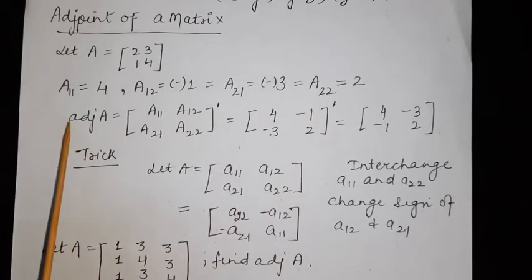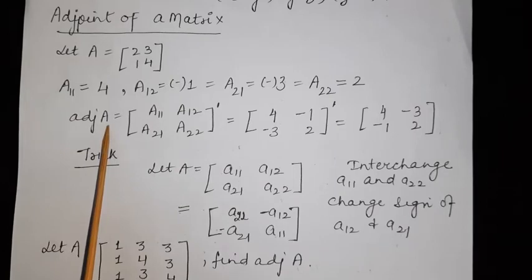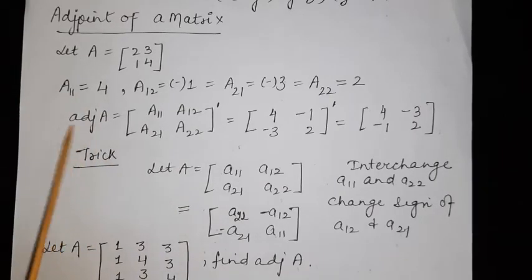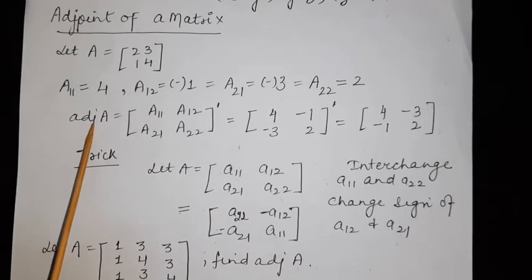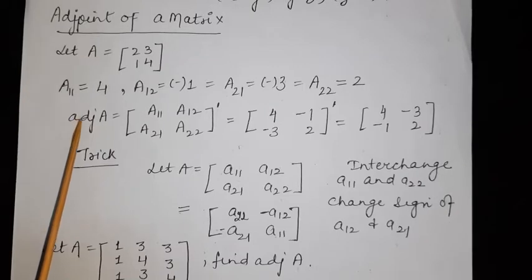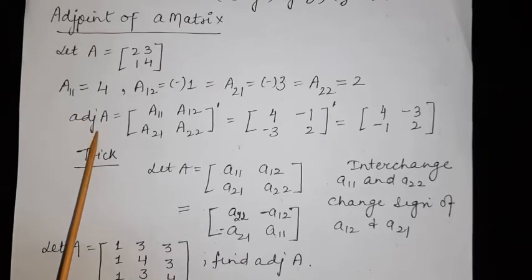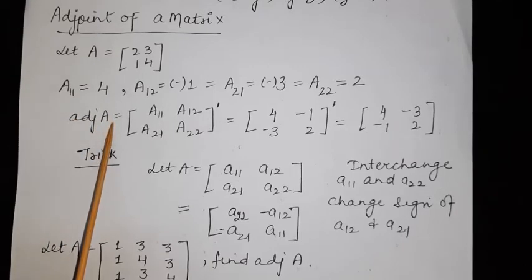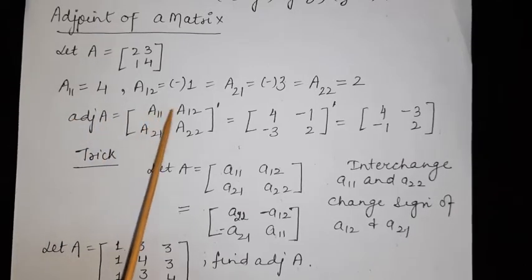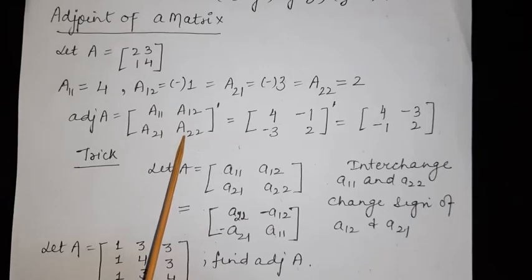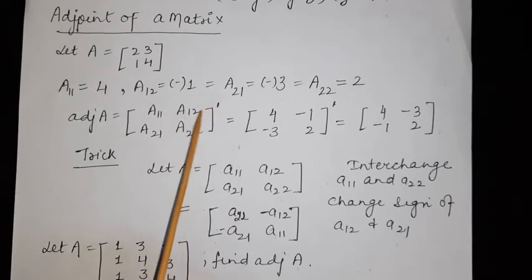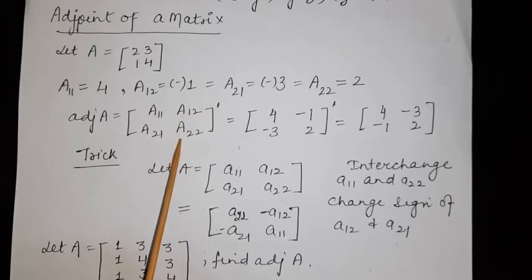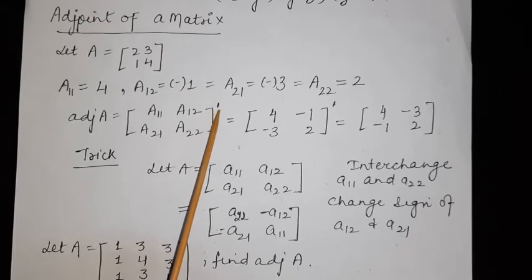Now adjoint of any matrix A. Here this notation is very important. Adjoint is represented as small a, d, j and the name of your matrix. So adjoint A is nothing but you will replace all the elements with their respective cofactors, and whatever matrix you get, you will take the transpose of that matrix. So this is basically nothing but the sign of transpose.